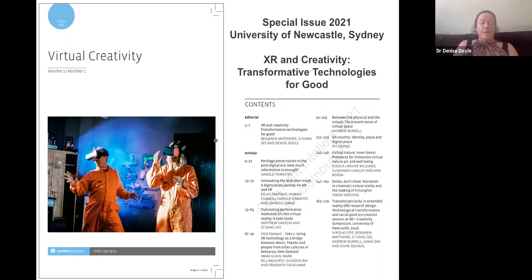And it was a fabulous response from the participants there. And this is the kind of contents page. You might not be able to read it, but what was really great about collaborating with them was that we had work from New Zealand, Australia, Indonesia and Malaysia. So it was really rich and has been a really different issue.